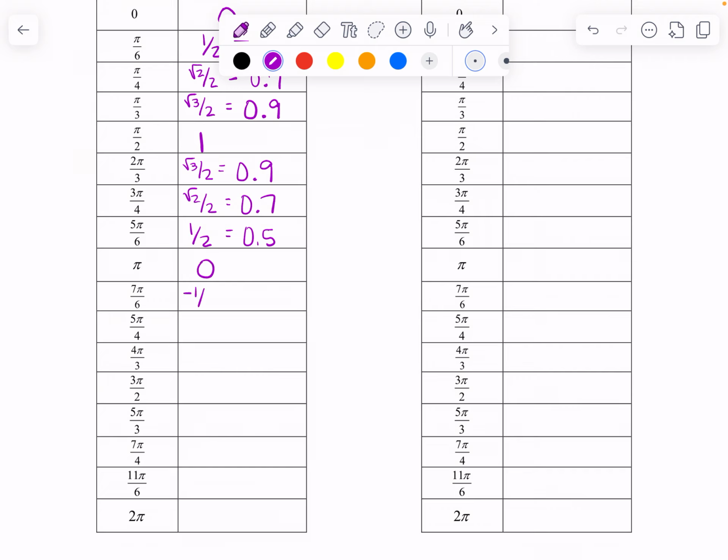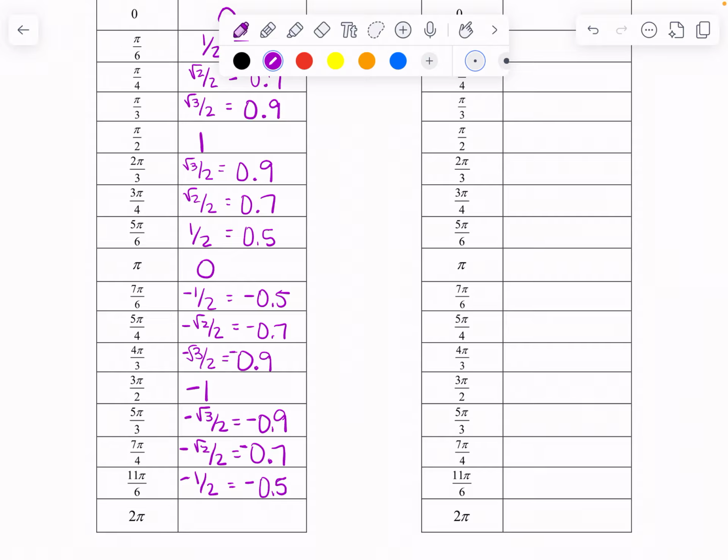7 pi over 6, we get negative 1/2, so negative 0.5. 5 pi over 4 is negative root 2 over 2, so negative 0.7. 4 pi over 3 is negative root 3 over 2, so negative 0.9. 3 pi over 2, sine is negative 1. 5 pi over 3, negative root 3 over 2, so negative 0.9. 7 pi over 4, negative root 2 over 2, so negative 0.7. 11 pi over 6 is negative 1/2, so negative 0.5. And at 2 pi, I'm back to 0.